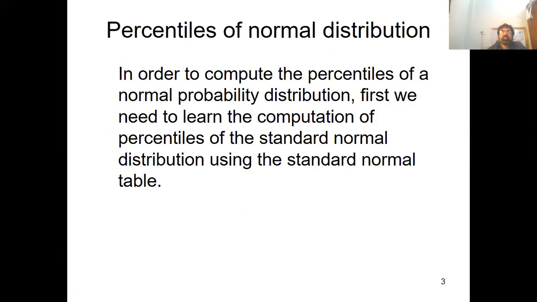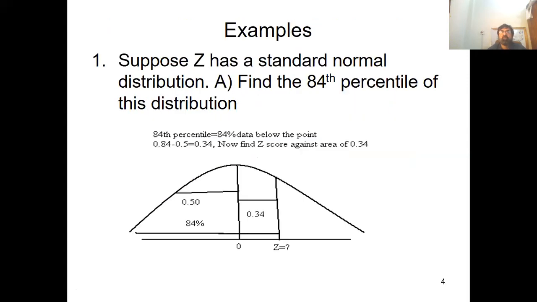Percentile of normal distribution. In order to compute the percentile of a normal probability distribution, first we need to learn the computation of percentiles of the standard normal distribution using the standard normal curve. This is one of the good examples of standard normal distribution and the percentile. Suppose Z has a standard normal distribution, find the 84th percentile of this distribution.